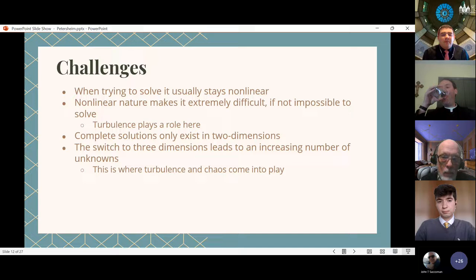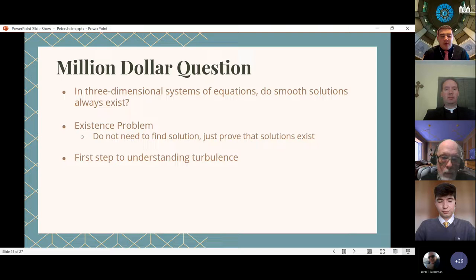And then there's also a million-dollar question revolving around the Navier-Stokes equation, because there's so much uncertainty around it that there's a problem involving it. And the question is, in three-dimensional systems of equations, do the solutions always exist? This question's not even asking for the answer, it's just asking if a solution exists. And this is still unsolved, just showing how difficult it is. And it's a big part in understanding turbulence.